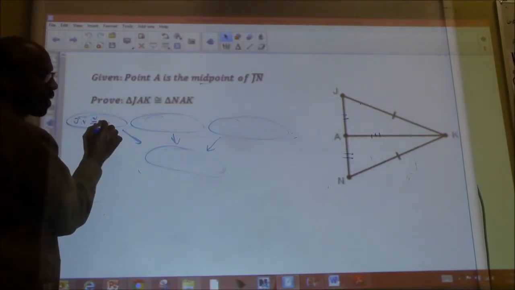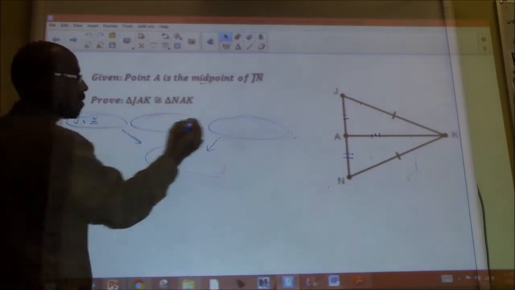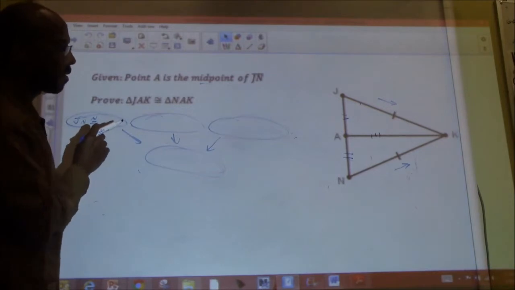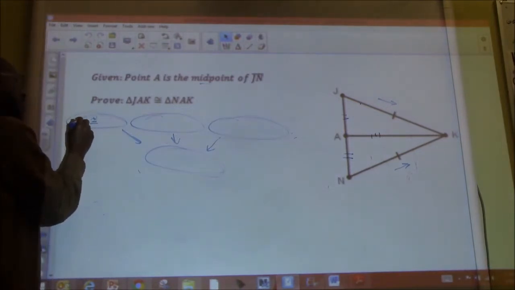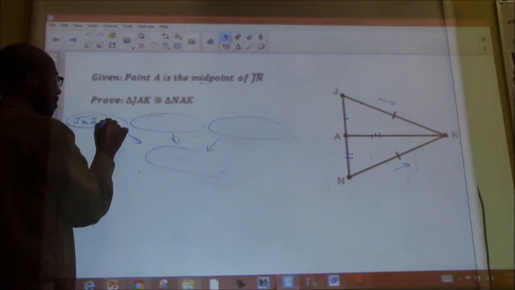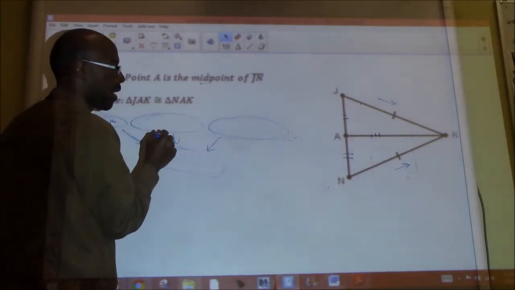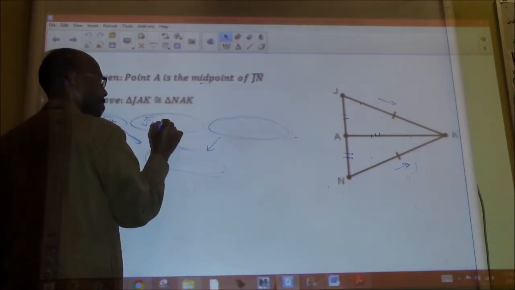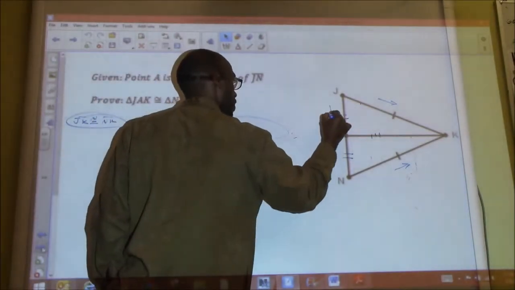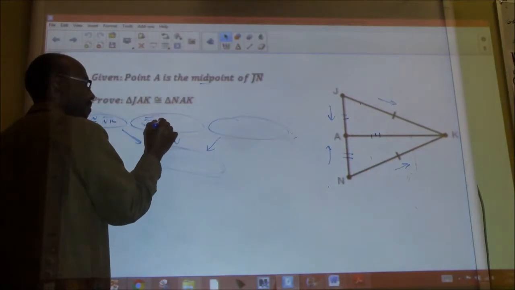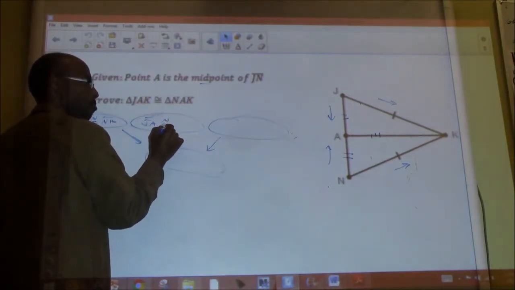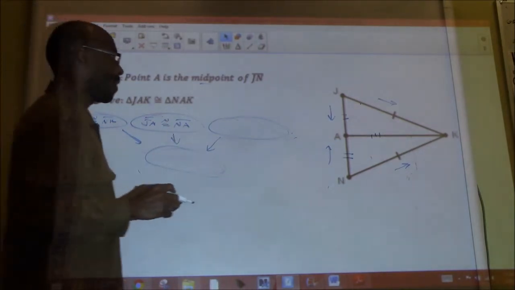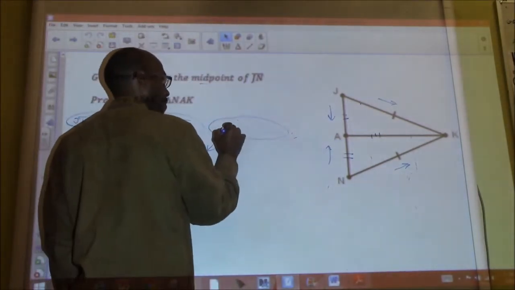For kids who might not, JN, NK, it's a K. JK, NK. The middle guy, JA and JN, JA. JA and NA. NA. And then AN and AK.